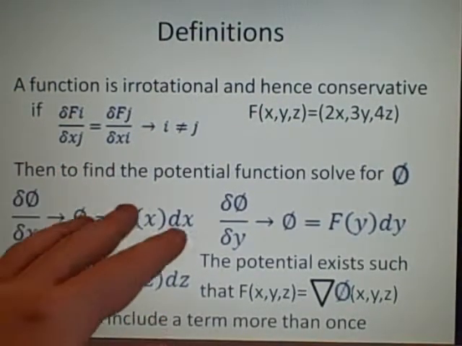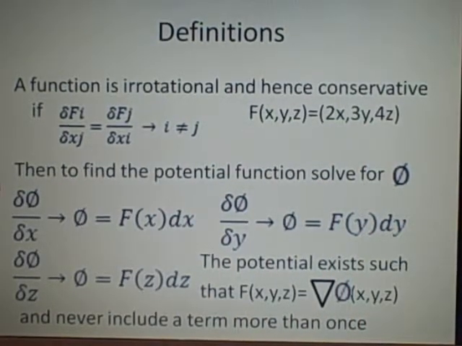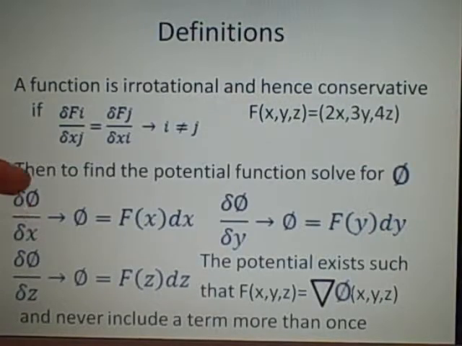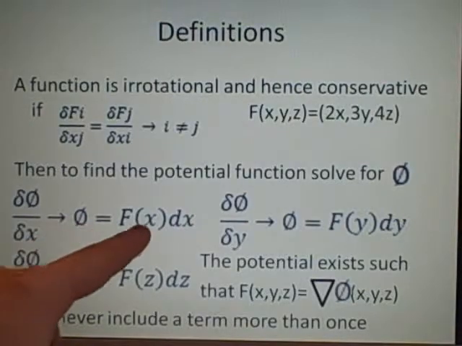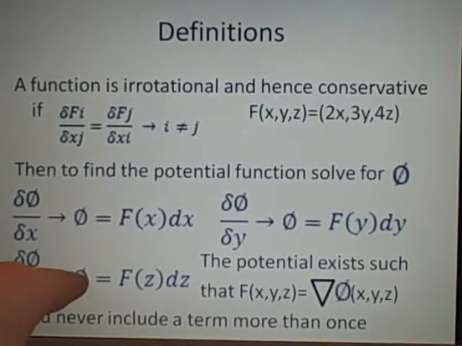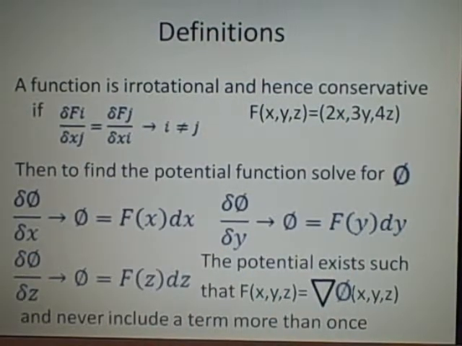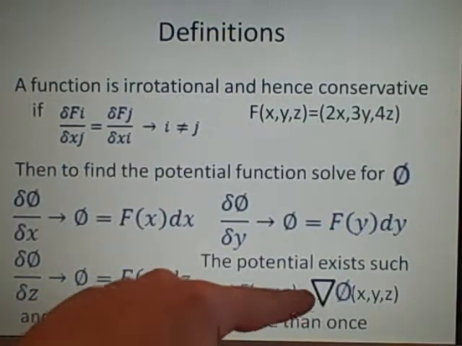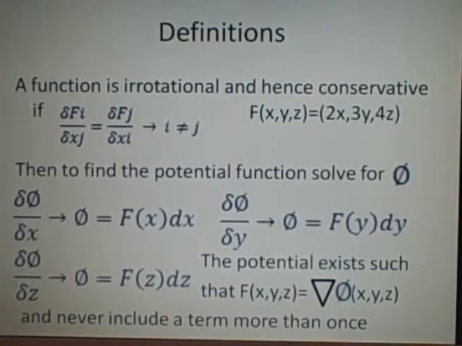Then, to find the potential function, I can't remember what that's called, I'll call it theta, we have d theta over dx equals f of x, so theta equals the integral of f of x dx, and it's the same for the y's and z's. And what is the potential function? Well, it's just a way of writing down a function, really. That's how I imagine it. And we have f of x, y, z equals the gradient vector of the potential function. We can look at this in the example I've got coming up, which will make sense of that.